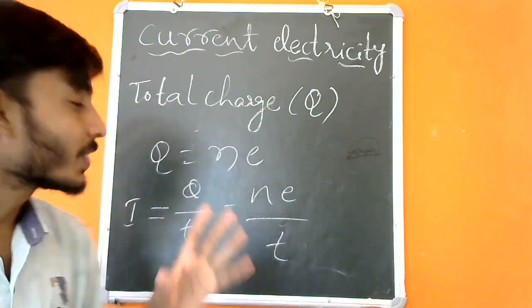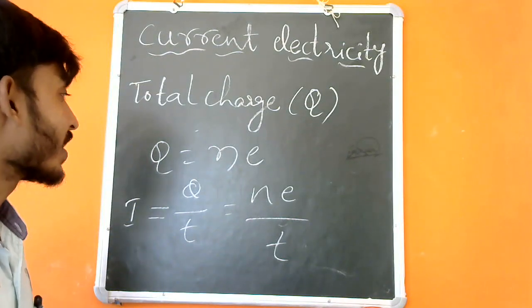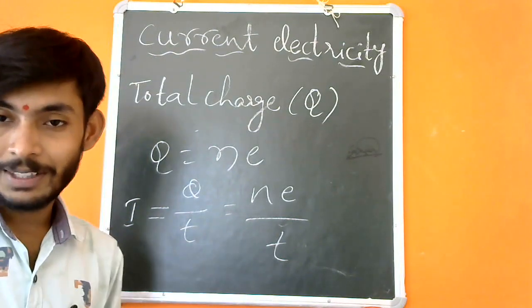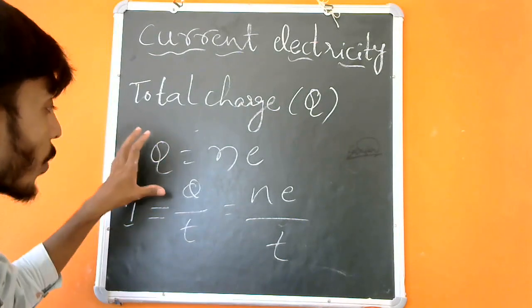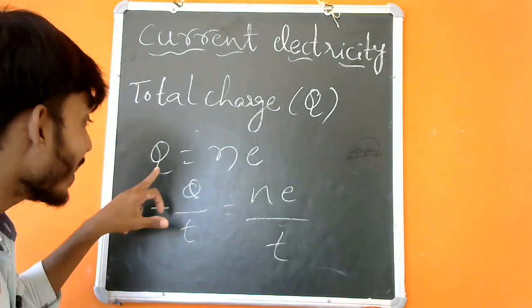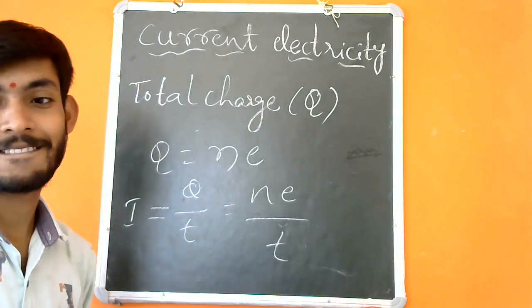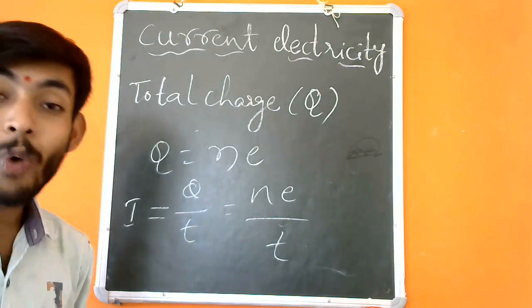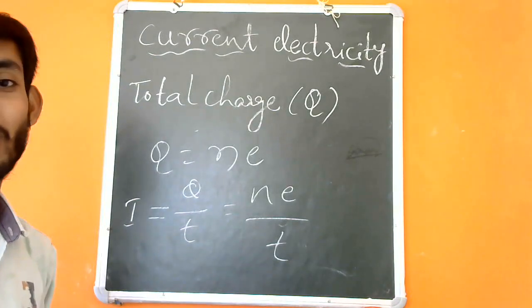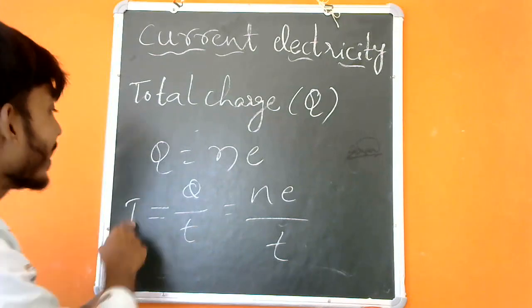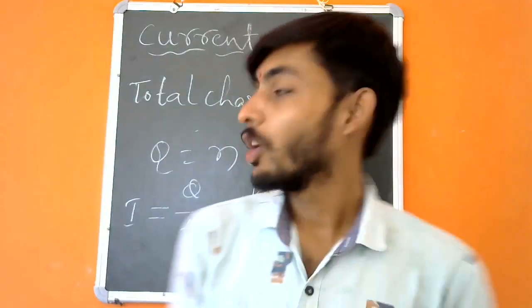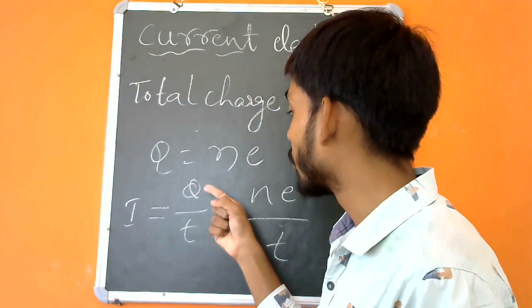This we should keep in mind: charge is equal to n into e. Then we'll find out how many charges are there in 1 coulomb, because we have I is equal to Q by t.